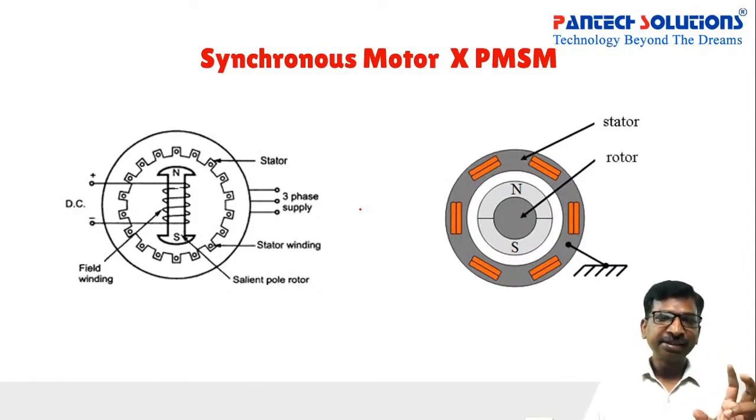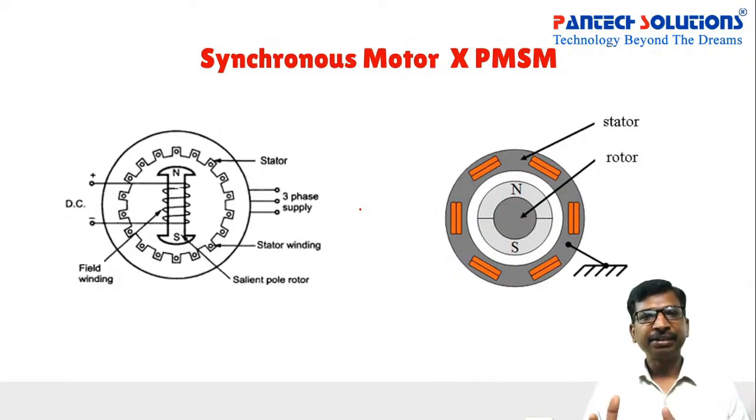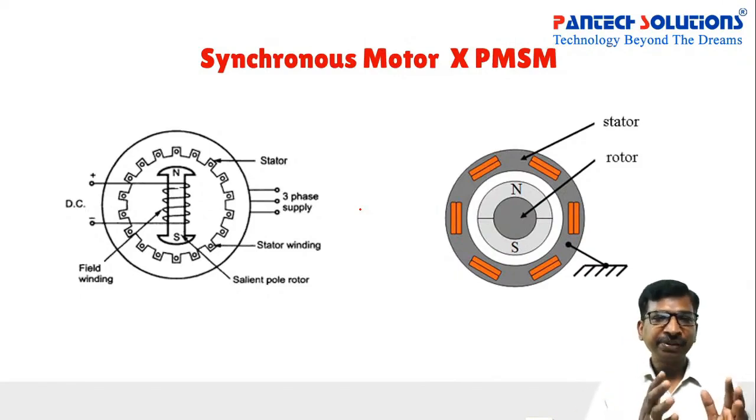But in the synchronous motor, the rotor has a coil, right? Instead of a rotor coil, the PMSM has a rotor magnet. So it's a permanent magnet. But in the case of the synchronous motor, whenever you start applying voltage to the rotor, only then will the magnetic field be created. Right, so that is called an electromagnet.